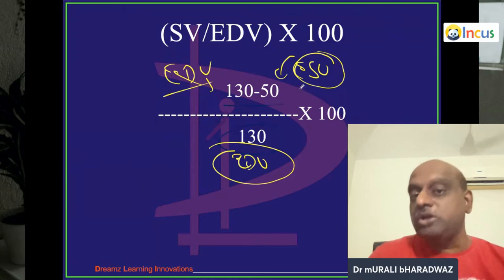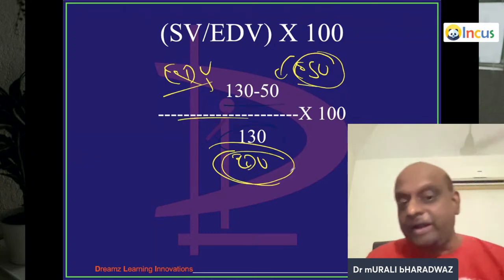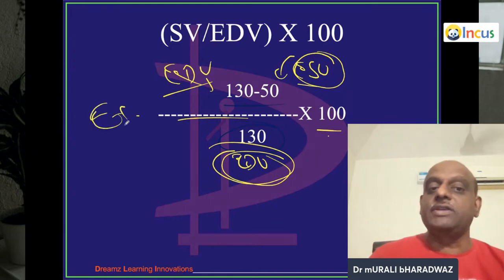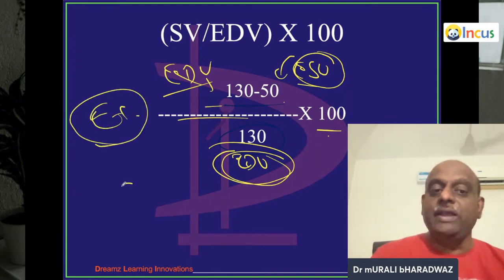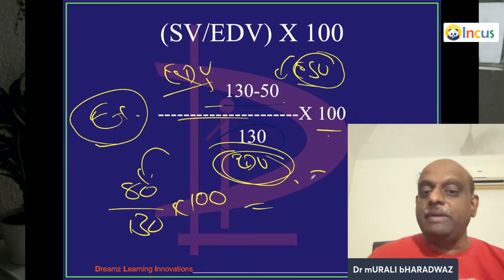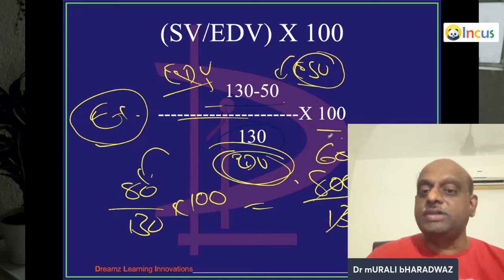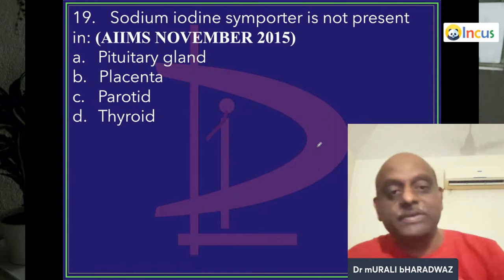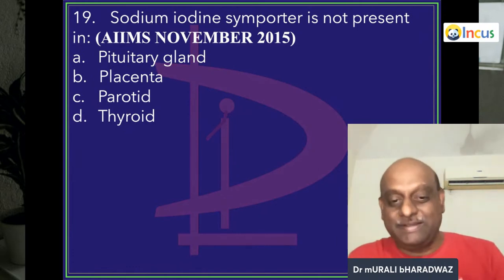So end diastolic volume minus end systolic volume divided by end diastolic volume into 100 will give you the ejection fraction. Now 130 minus 50 is 80. 80 by 130 into 100 is 8000 by 130, cancelling the zeros, 800 by 13, which is about 60. So 60 is the answer.